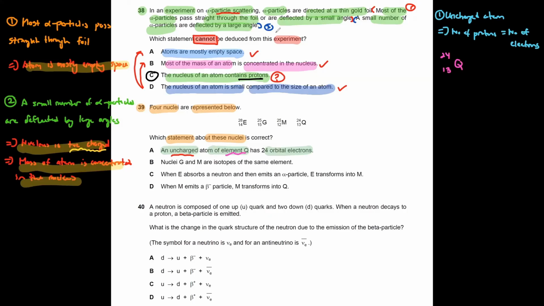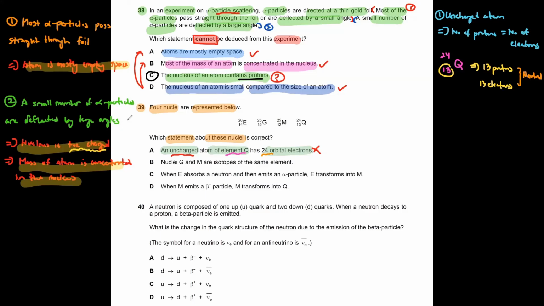So you look at the proton number. Proton number will give you an idea of how many protons there are for the atom. In your case, you have 13 protons. You ought to have 13 electrons in order for your atom to be uncharged or neutral. So here they say you must have 24 orbital electrons. This is actually false.